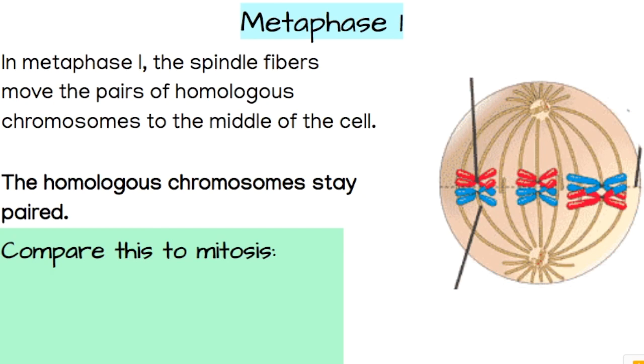Metaphase 1. In metaphase 1, the spindle fibers move the pairs of homologous chromosomes to the middle of the cell. The paired homologous chromosomes stay paired. So you can see here they still have their buddies. And unlike in mitosis where there's one line of chromosomes, a single file line, in meiosis they bring their buddies with them. Here we have both of the chromosomes in the pairs. They're still together and they're lined up in the middle of the cell.